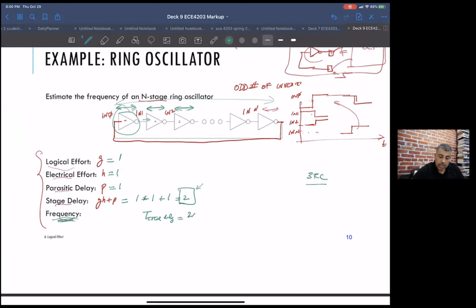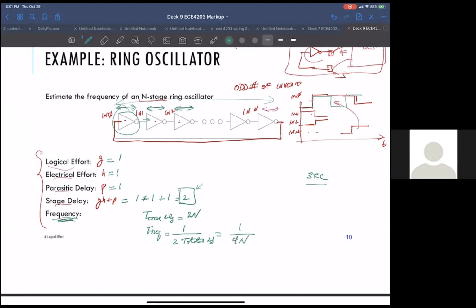But to get a frequency, we need to go low, high. So when we're looking at the frequency, we're going to look at 1/2 times the total delay, or 1/4. Yeah.